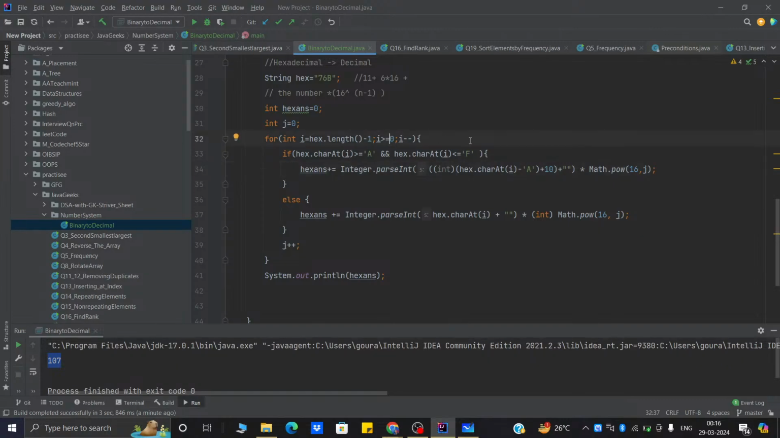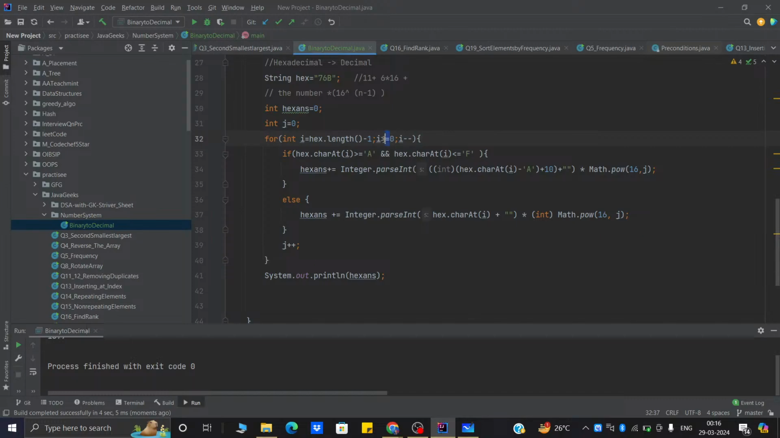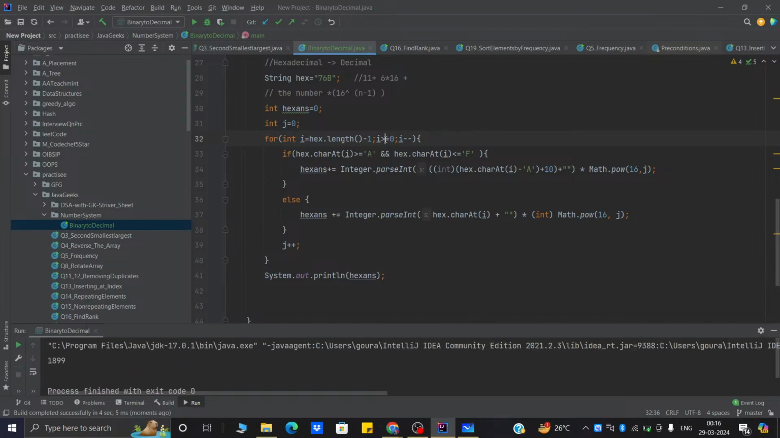Live stream has been stopped, I think. No. The answer came, bro, because I was not iterating the zeroth index. I was not iterating this index. That's why it was giving error. Okay, this is the answer, I think.